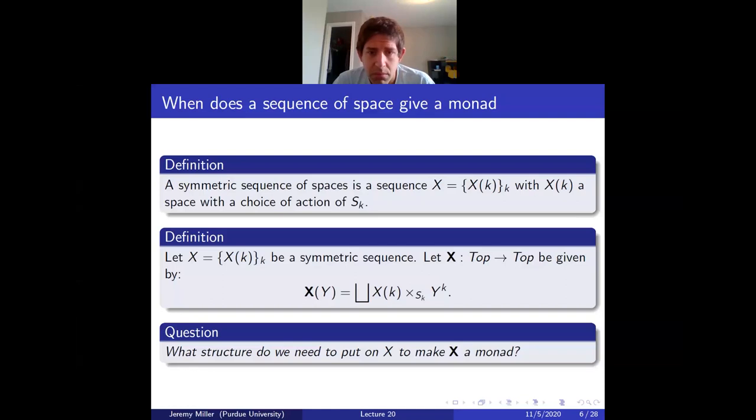The question is, what structure do we need to put on X to make this a monad? A monad isn't just any functor from a category to itself. It's a functor plus the data of two natural transformations that satisfy a bunch of axioms. This is a rhetorical question. Zach or Michael can answer it, but it's not meant for them. Okay.